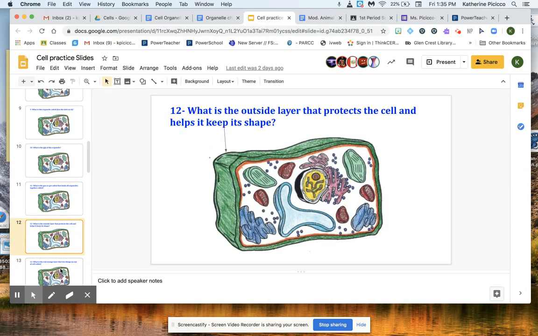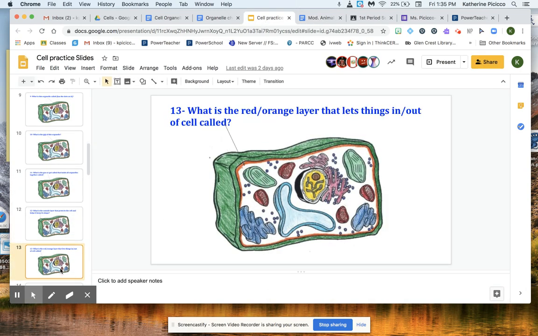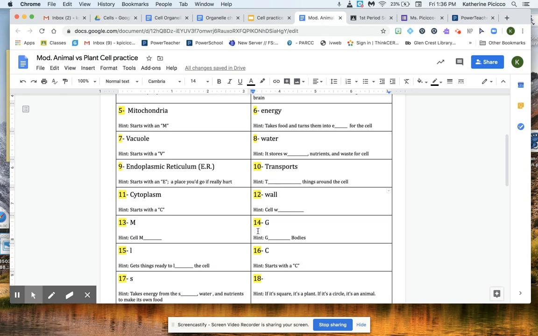Okay. All right. Next one is 13. What is the red-orange layer that lets things in and out? And actually, this exists in a plant and an animal cell, but this is kind of like the security guard of the cell. This is called the cell membrane. So the thing that lets things in and out, kind of like a security guard, is called the cell membrane. Okay, so I'm going to type that in. And the hint is cell and then membrane.